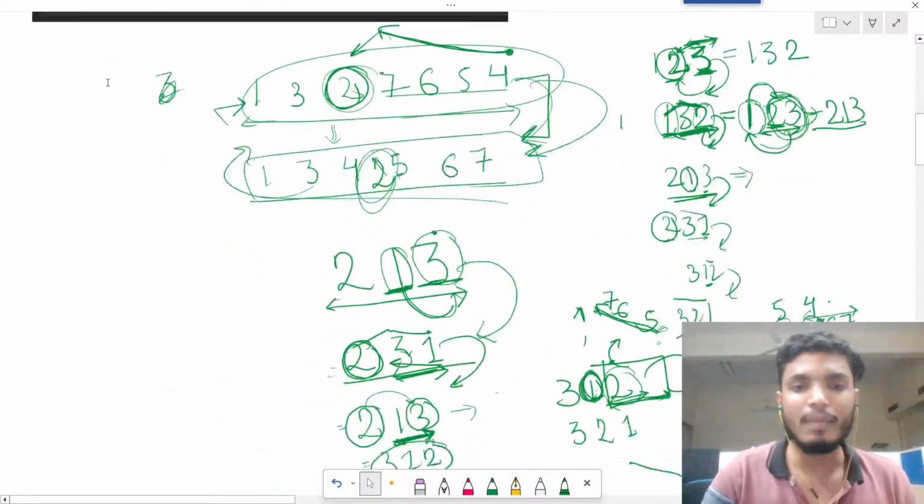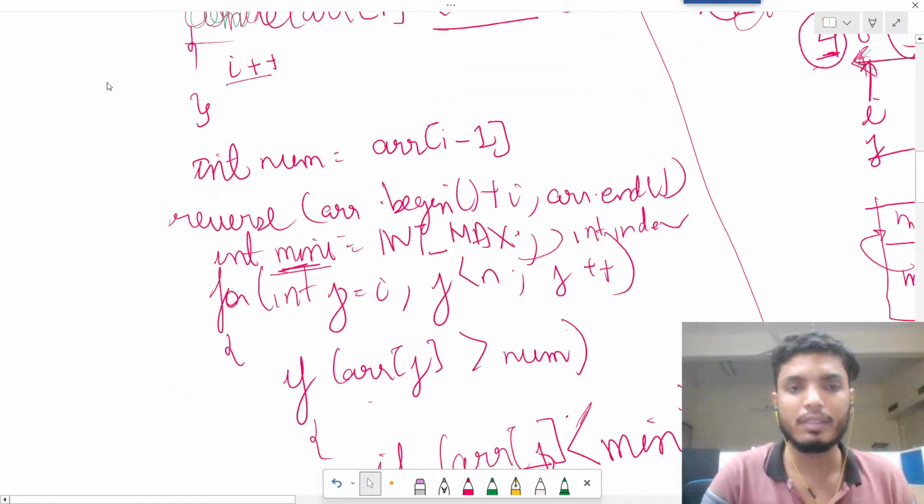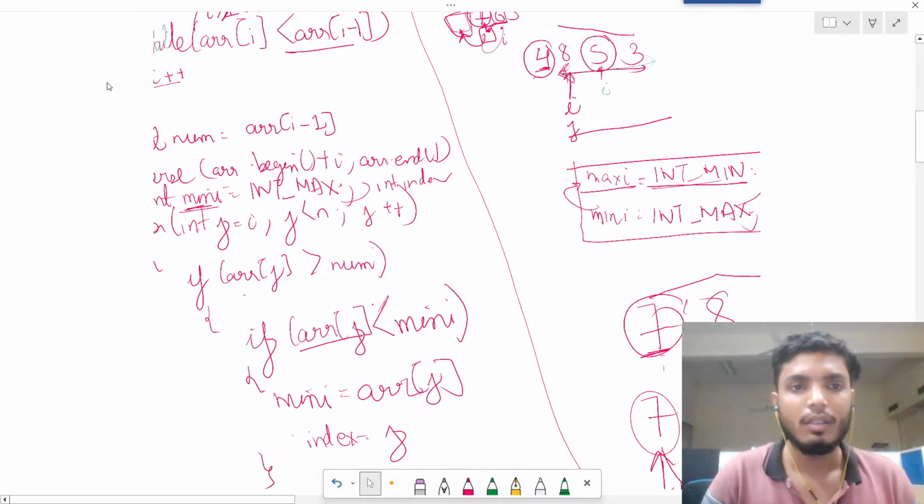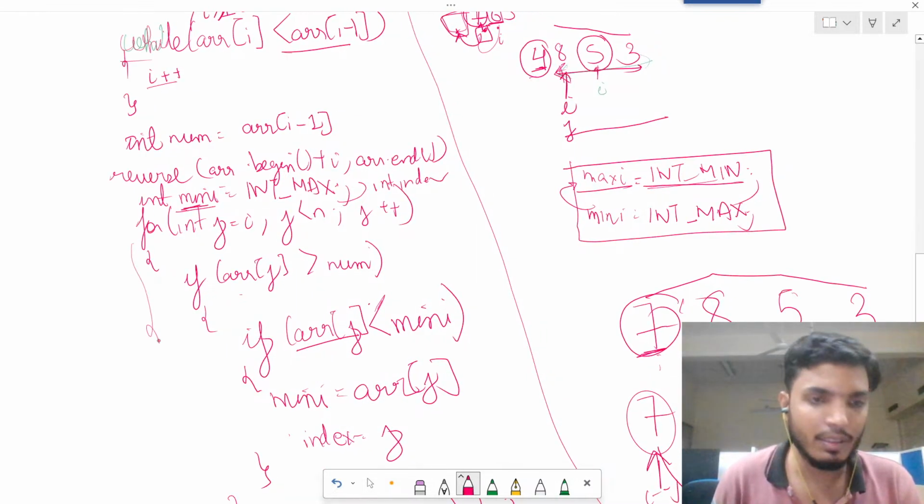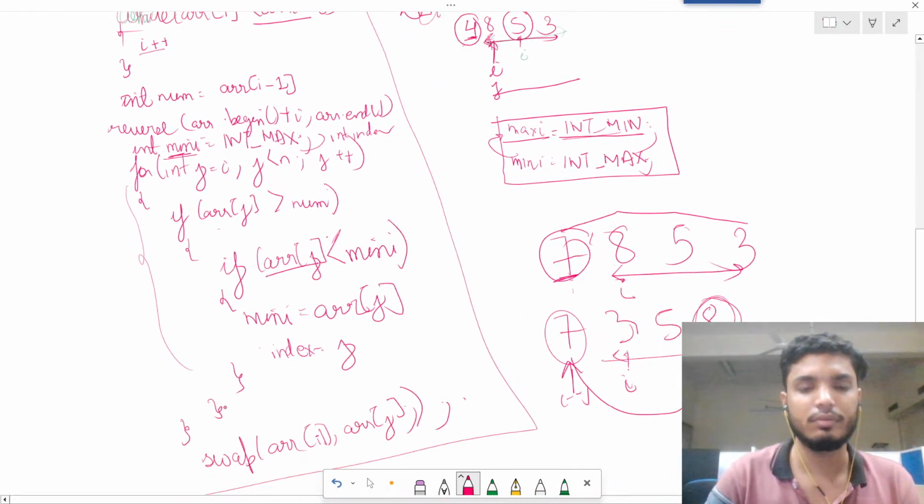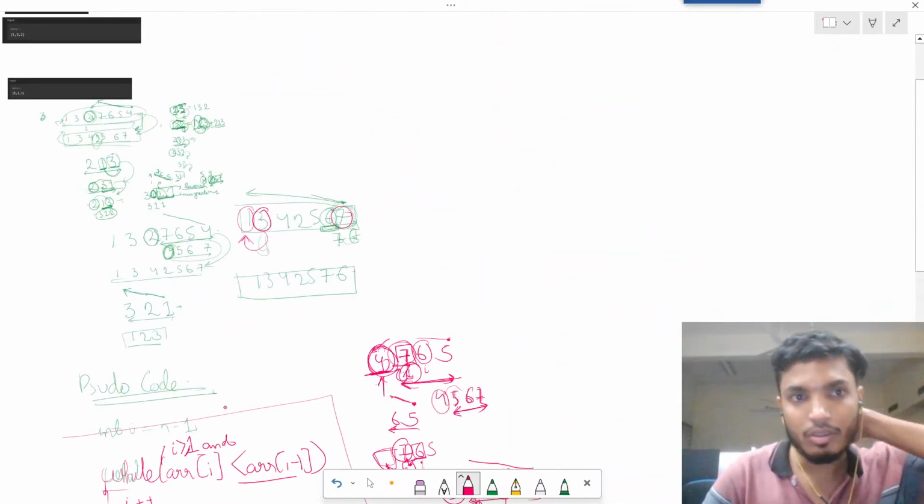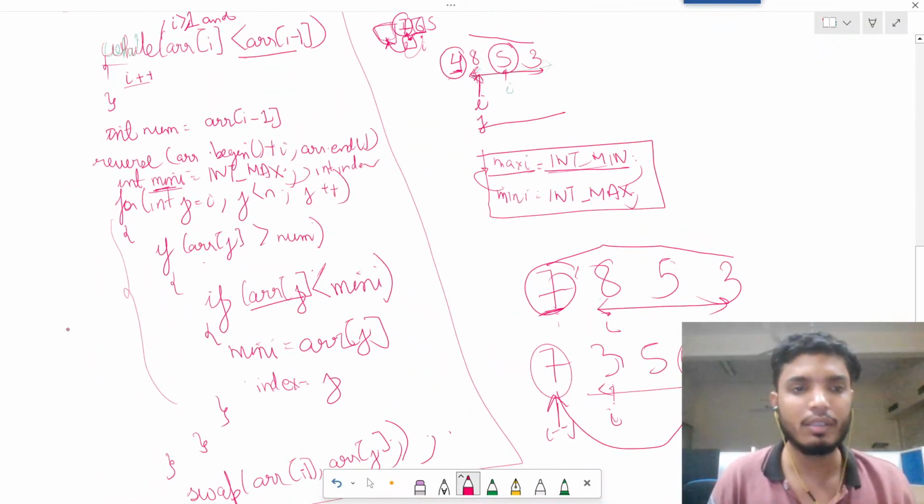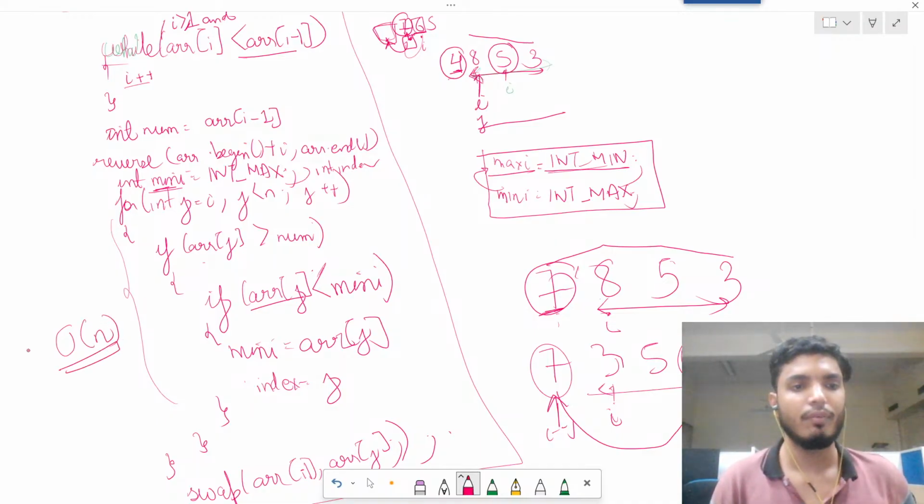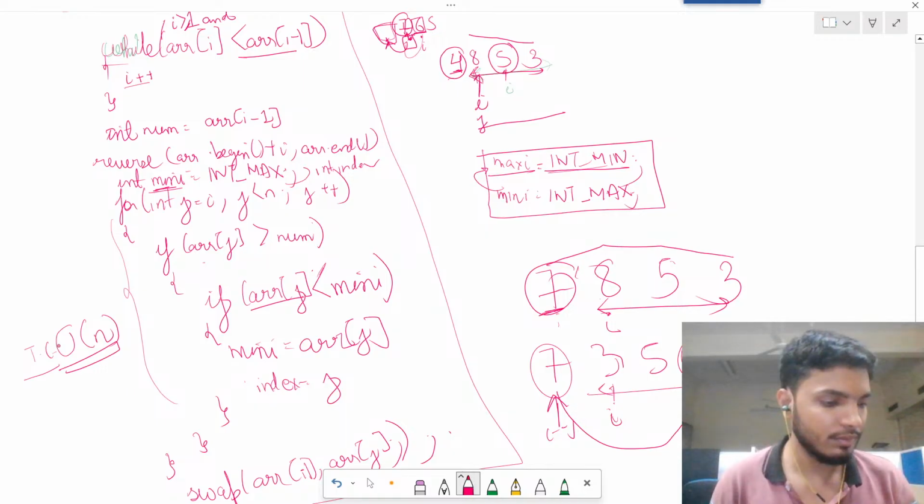Now the time complexity, let me discuss the time complexity. The time complexity will be simple. You are just iterating an array once only. Yeah. So you are just iterating the array once. So the time complexity will be big O of n only, because you are just iterating an array once.